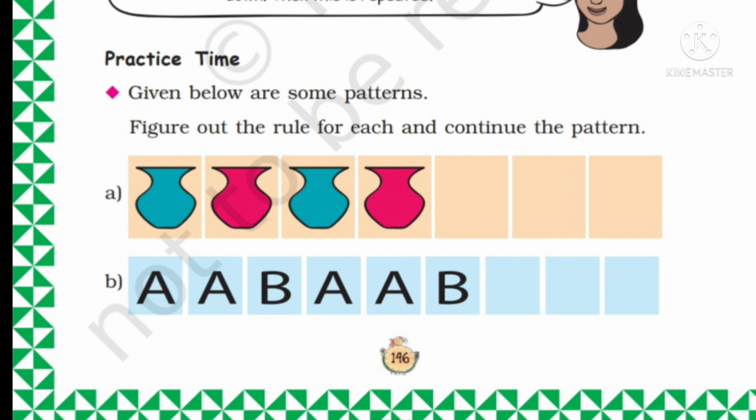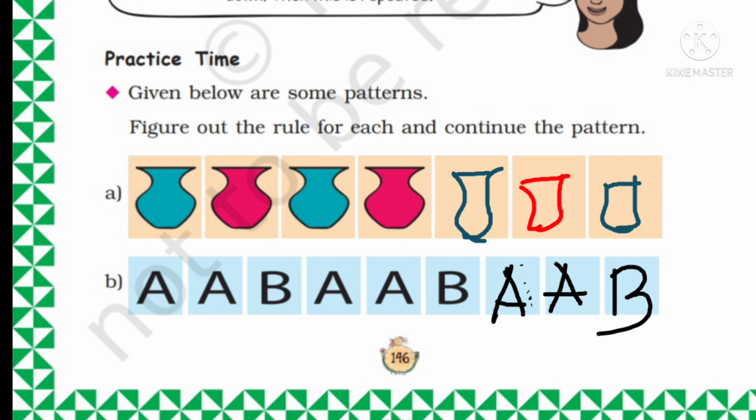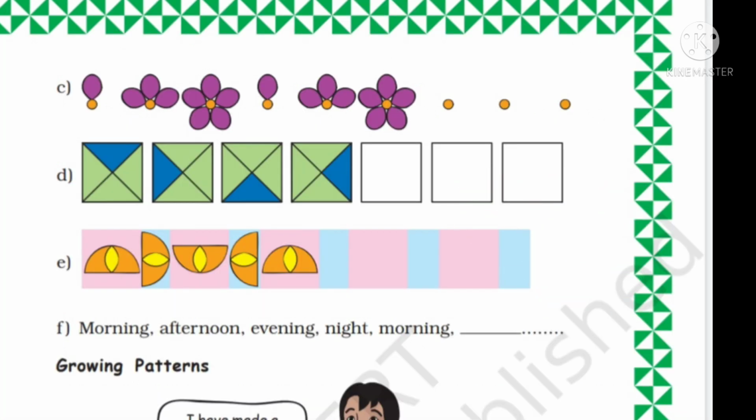Next is A, A, B, A, A, B. Yes, because here the pattern is AAB. So next will be AAB. See, 1 petal for a leaf, then a 3 petal leaf, then a 5 petal leaf. Then again 1, 3, 5. So next will be 1, 3, 5.